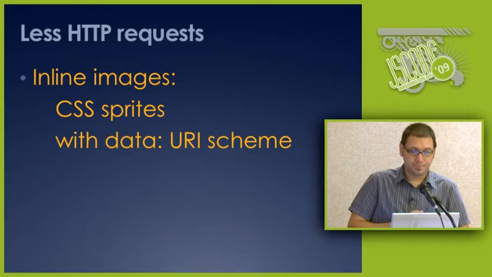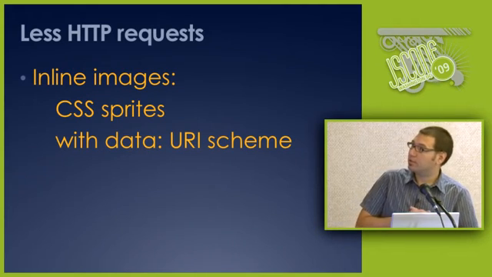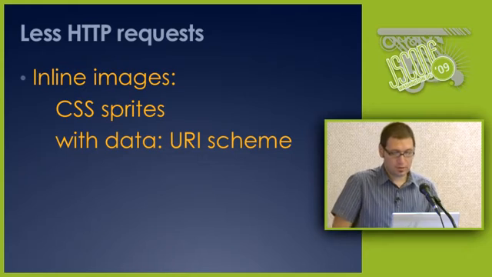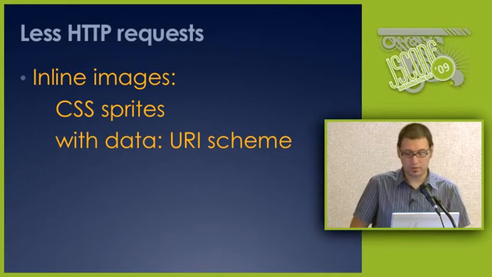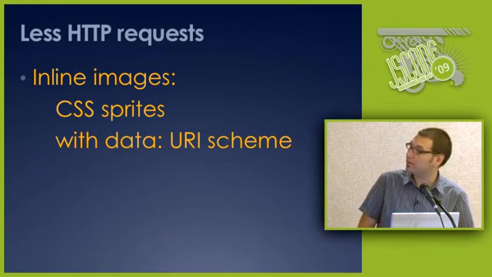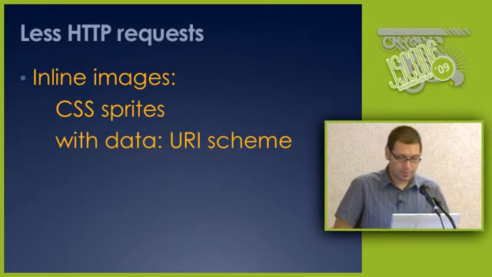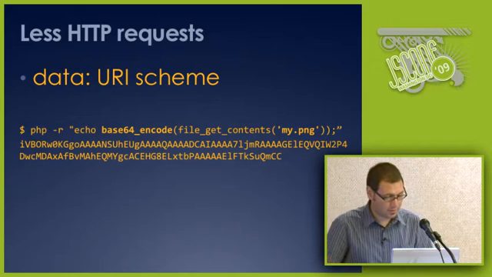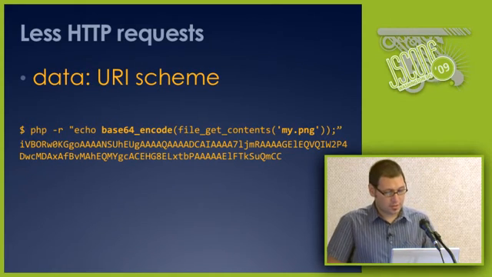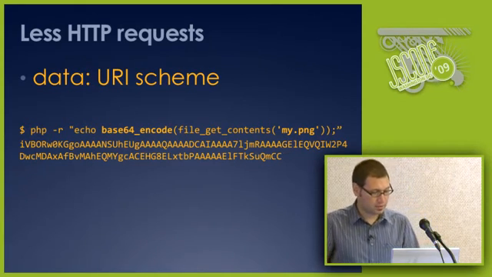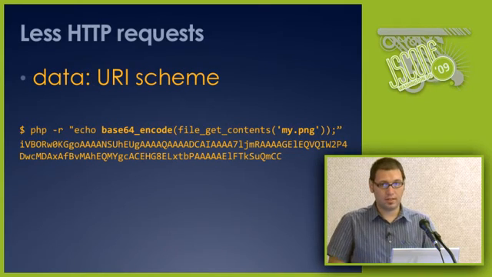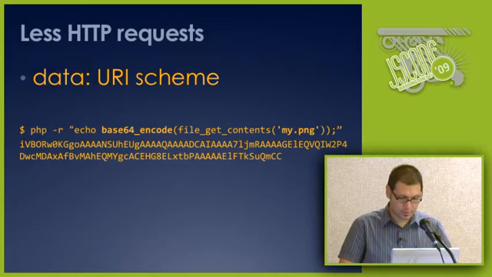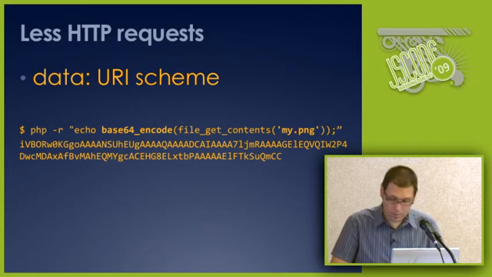so that using the data URI, you can do both content images from the image tag and CSS images with a background image. So how does that work? Basically you have my PNG, let's say some file. This is just an example from the PHP command line. You can just get its content and encode it using base64 encode, and you get this sort of string.